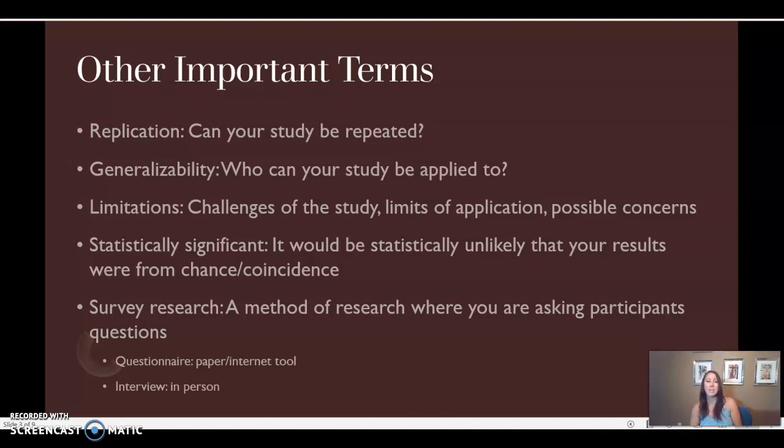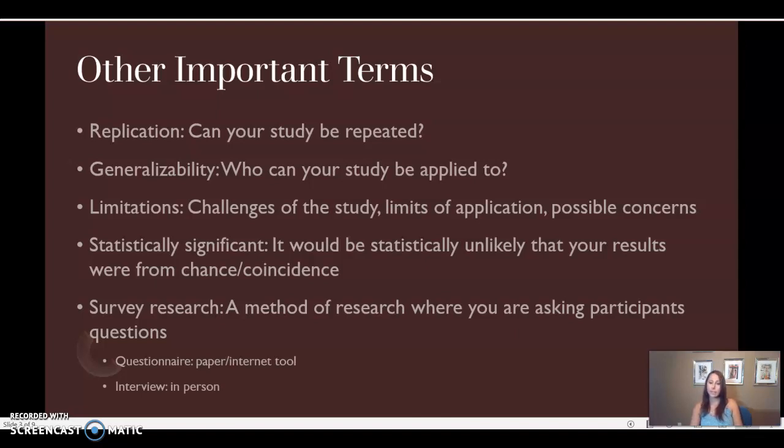The next one is limitations. The limitations are the challenges of your study, the limits of its application based on generalizability, and the possible concerns that you have with your study. What are some things that maybe were a coincidence? What are some things that maybe my study did not fully capture the explanation that I'm wanting? Every single research paper in a scholarly journal will end with a limitations section, basically saying, here's some things that could influence the results that I found.